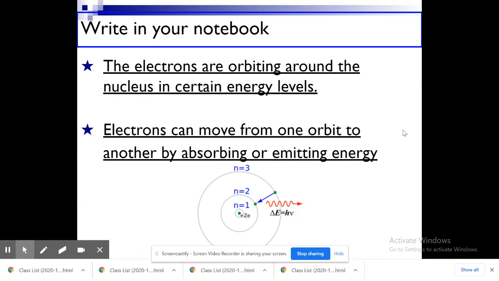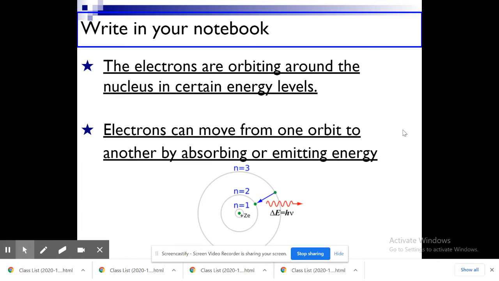Okay, today we are going to go through the electron energy levels, and we're going to connect the electron energy levels with real world applications, including fireworks and the elements in the stars in the universe. First of all, I need you to write this information in your notebook.